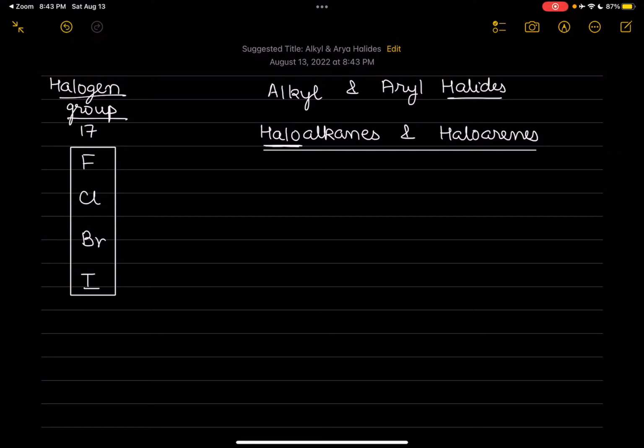Many ionic salts have these. For example, we are aware of sodium chloride, which is the common salt we use in our home for cooking and in food. That is NaCl. You have KCl, NaBr, KI. What is the full form of KCl? Potassium chloride. So these are halogens.